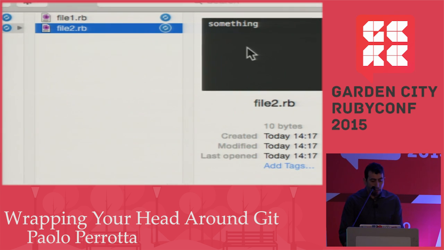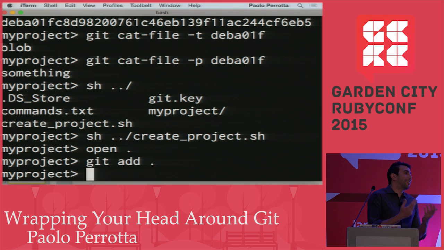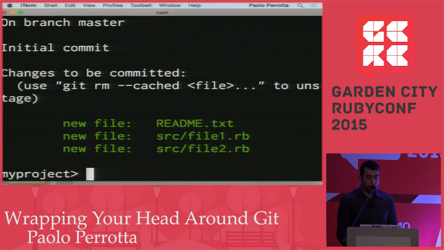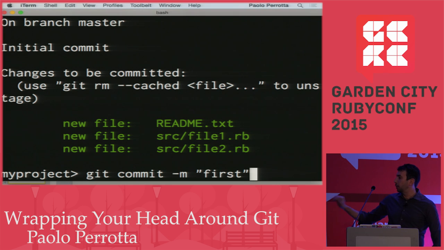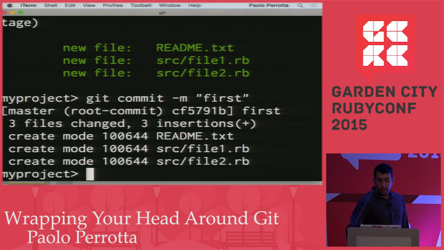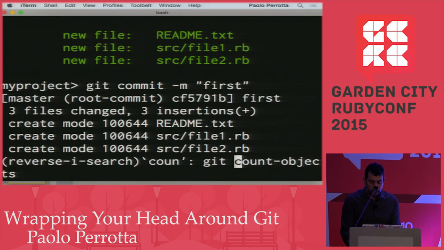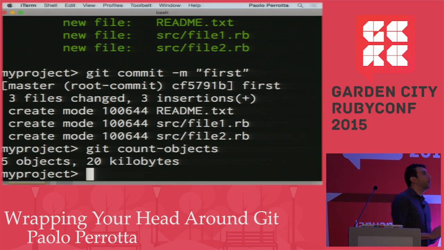Okay? And now I will quickly add these files to the, I will stage these files in Git speak. I will add them to the index. I will prepare them for commit. If I say git status now, you see that these files are ready to go up. And now I can commit. And I will give this commit a message with the minus m switch. It's going to be called first. There it goes. And if you ask once again how many objects are in the database, this time around, it's going to come up with 5 objects.